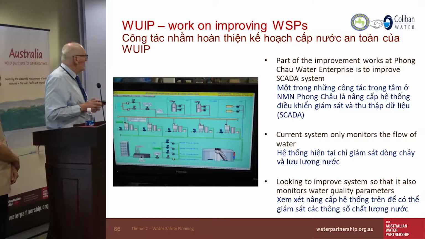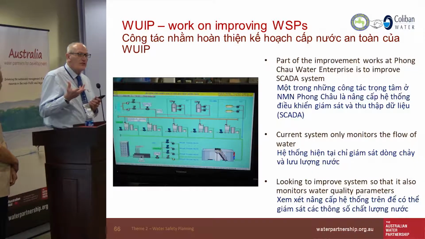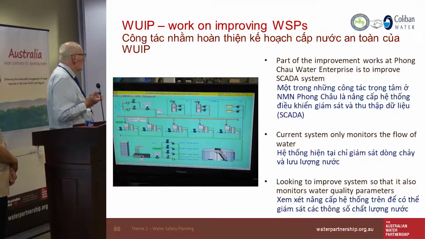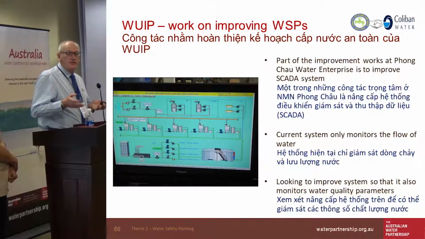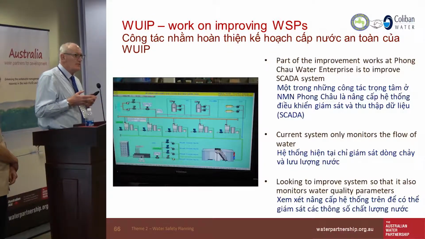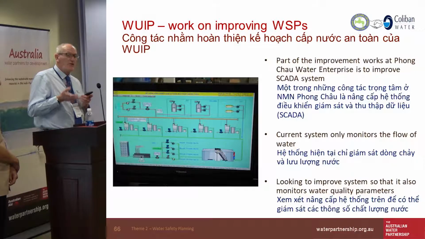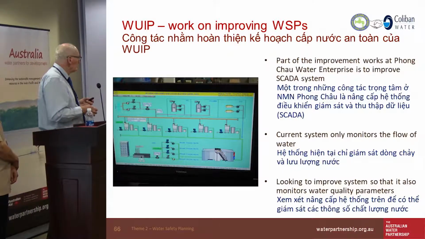So part of the improvement work we're looking at implementing at Fung Chau is to improve their SCADA system, because at the moment it's a little bit underdeveloped, and the current system pretty much only monitors the flow of water. But what we'd like to do is get to the point where it actually monitors other water quality parameters, so that we can have confidence that the water being produced is of the drinking water standard.